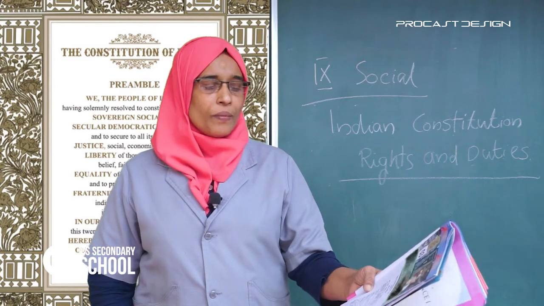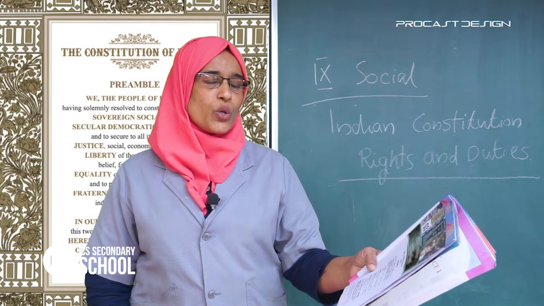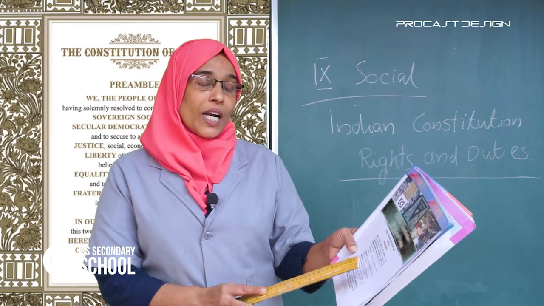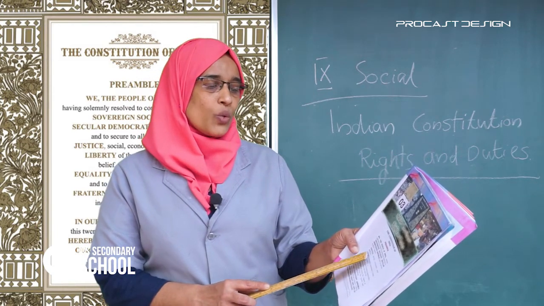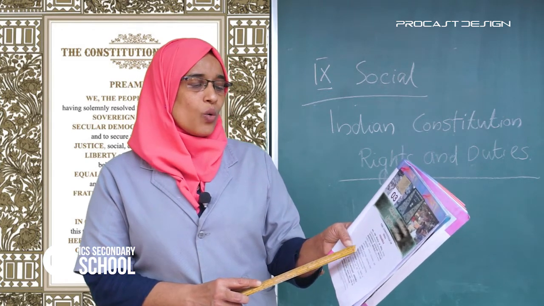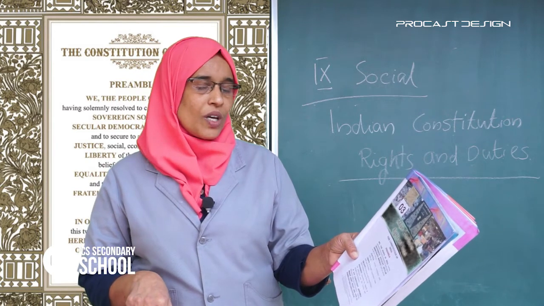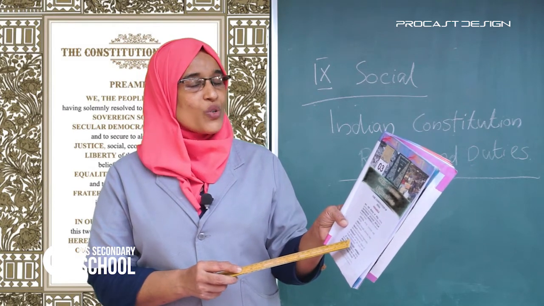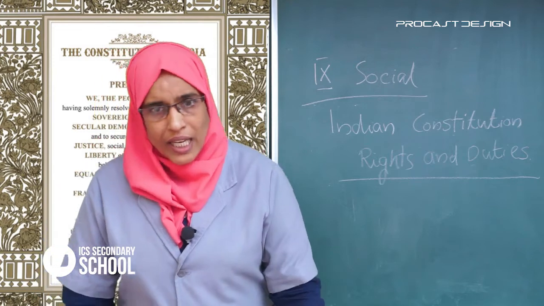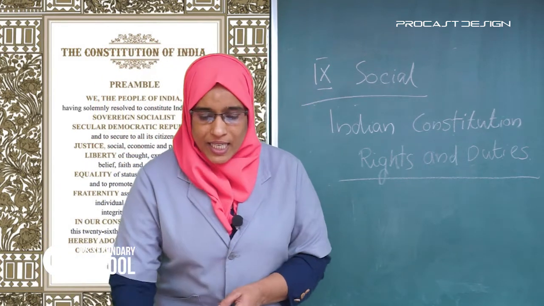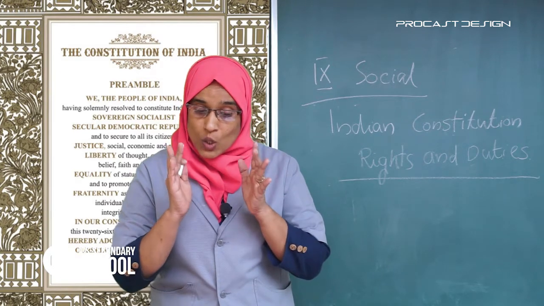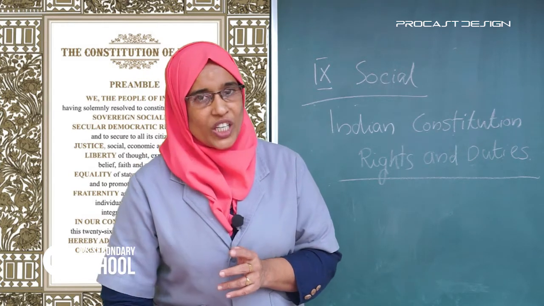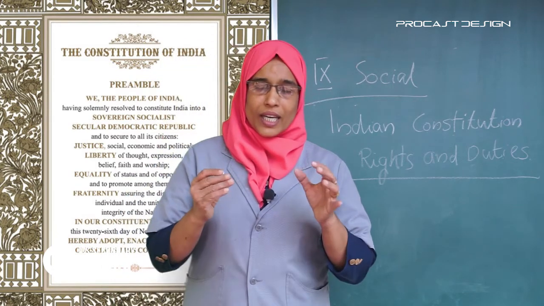We the people of India, having solemnly resolved to constitute India into a sovereign, socialist, secular, democratic republic and to secure to all its citizens. This is the first part of the Indian Constitution preamble. In the preamble it is declared that India is a sovereign, socialist, secular, democratic republic.